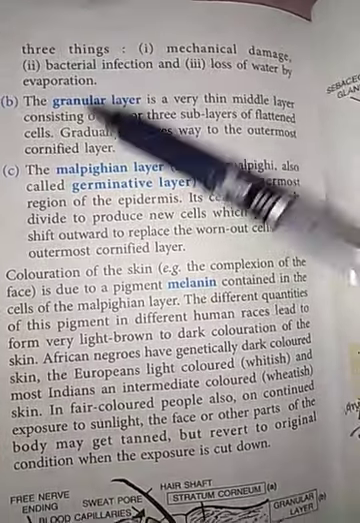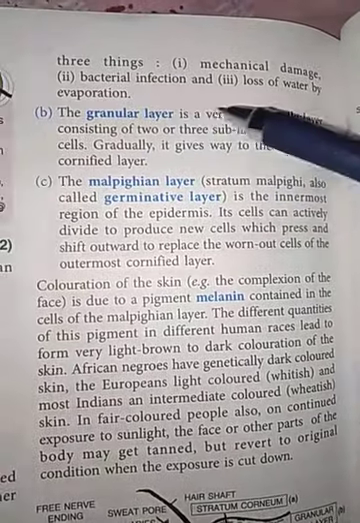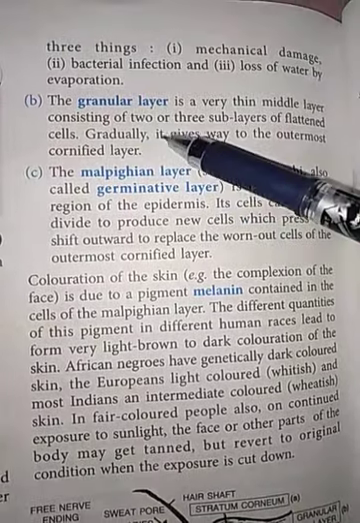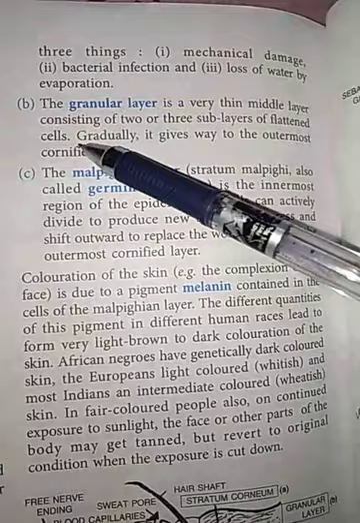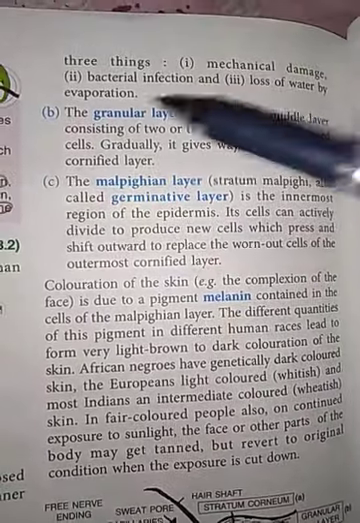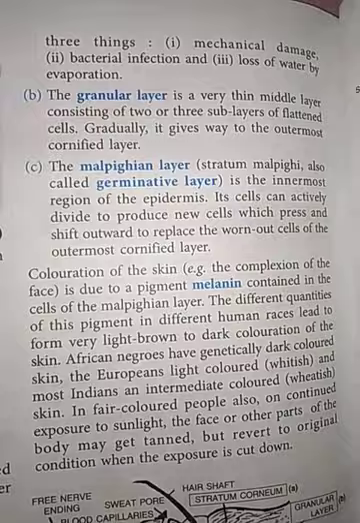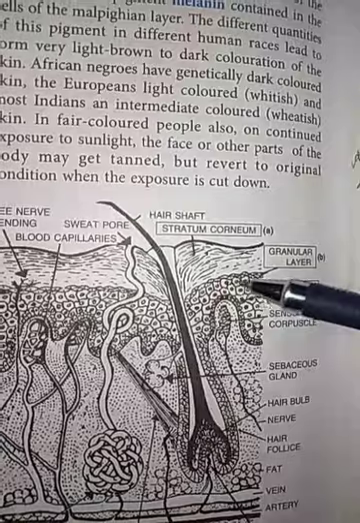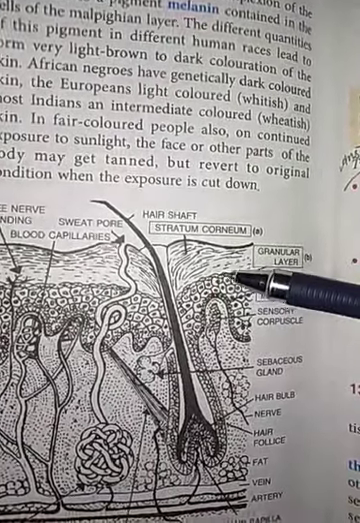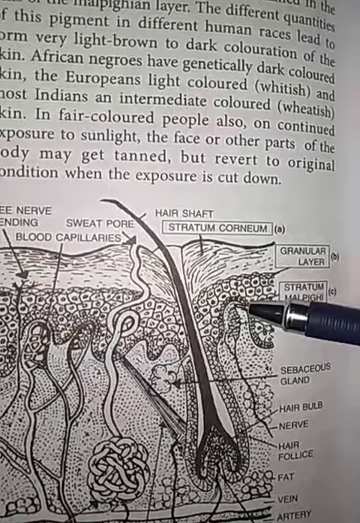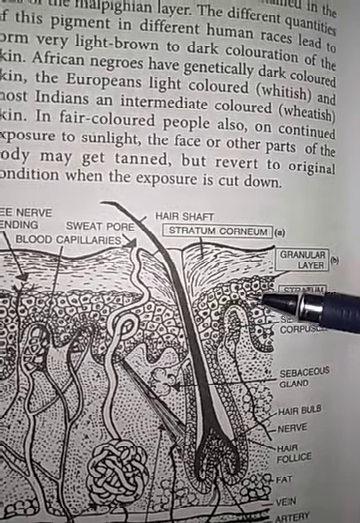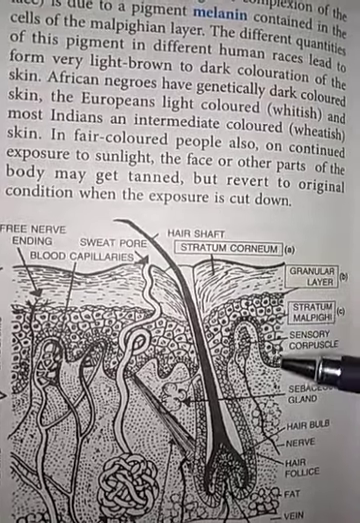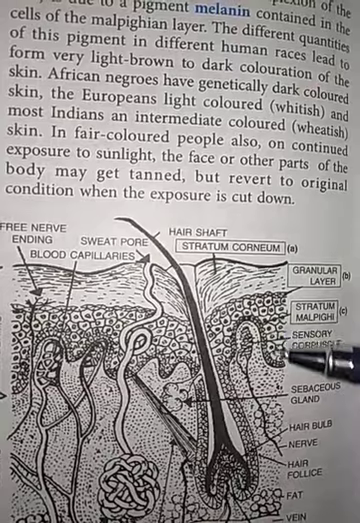Now second layer is known as the granular layer. Now this granular layer is a very thin middle layer, and it consists of 2 or 3 sub layers of flattened cells, and it gives way to the outermost cornified layer. Now as you can see in this diagram, this B layer is the granular layer, and it is formed of 2-3 layers of flattened cells, and this layer gives way to the outermost cornified layer.